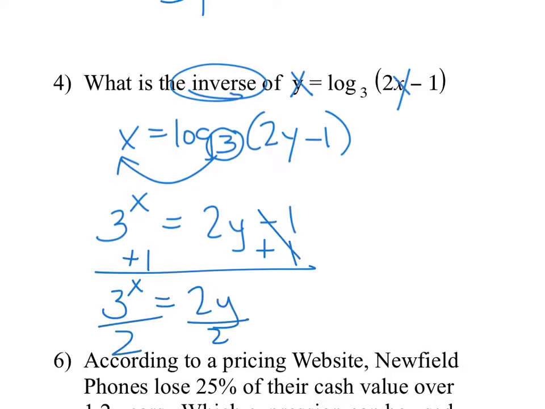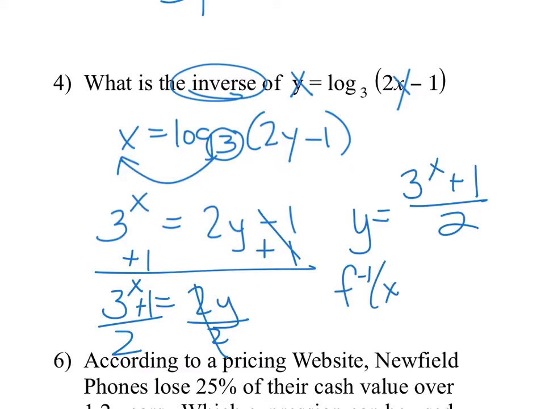Divide by 2. Oh, where'd the 1 go? There we go. Divide by 2, and you get y equals 3 to the x plus 1 over 2 as the inverse. There's no f of x, but remember the notation would be f inverse of x.